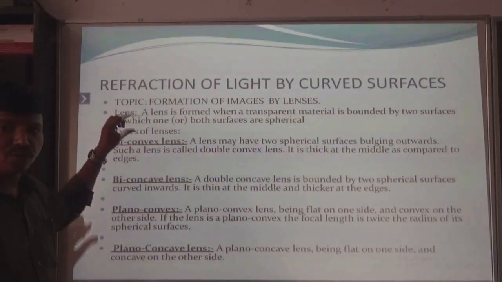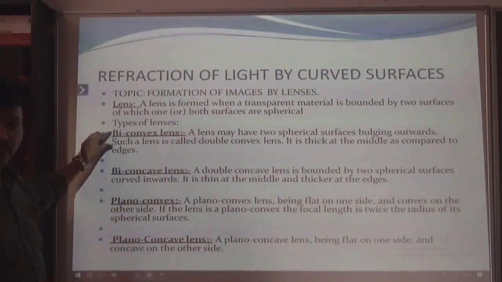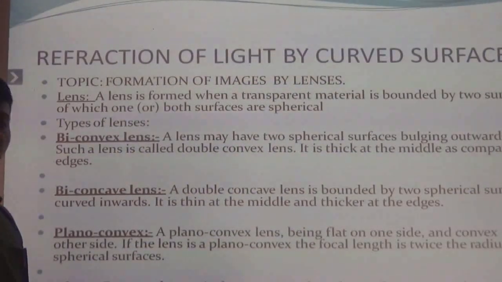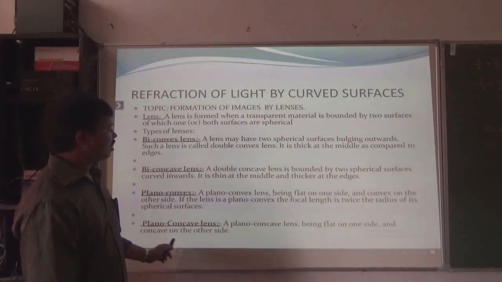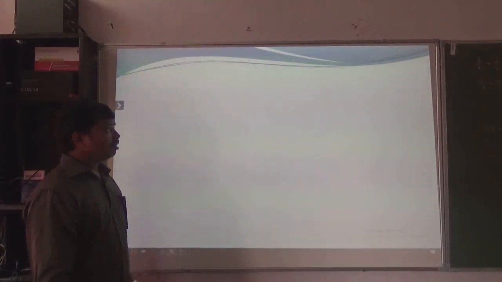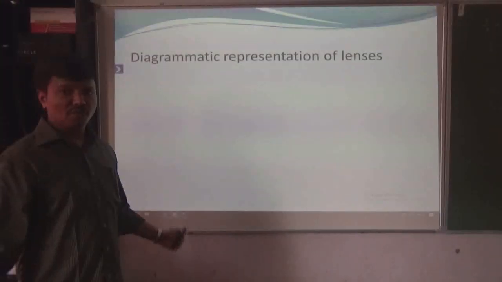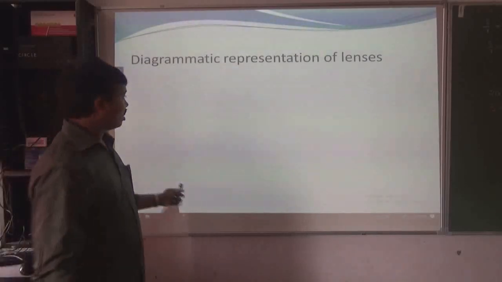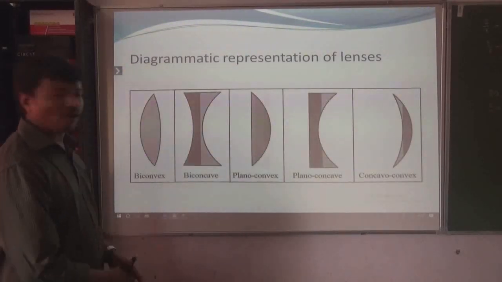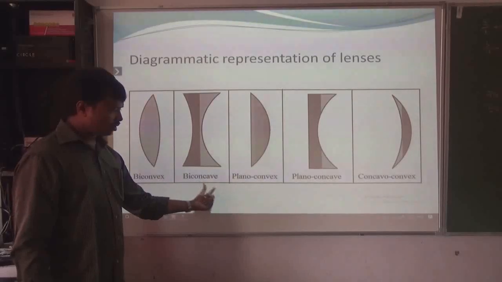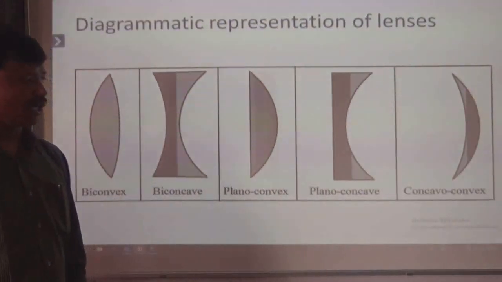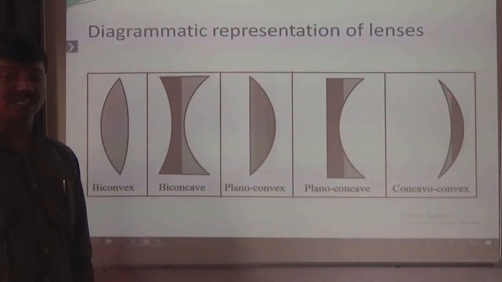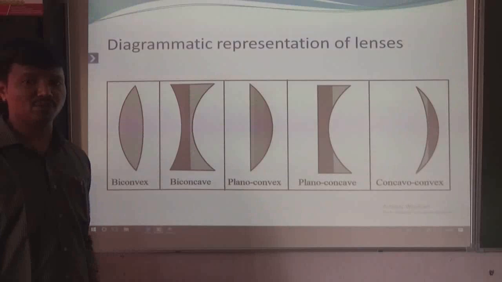Lens, 1 mark questions or 2 mark questions are there: biconvex lens, biconcave lens, plano-convex lens and plano-concave lens. The diagrammatic representation of lenses is most important for 2 mark and 1 mark questions: the diagram of biconvex, biconcave, plano-convex, plano-concave and concavo-convex. These are most important from the examination point of view. This question is given for 2 marks.